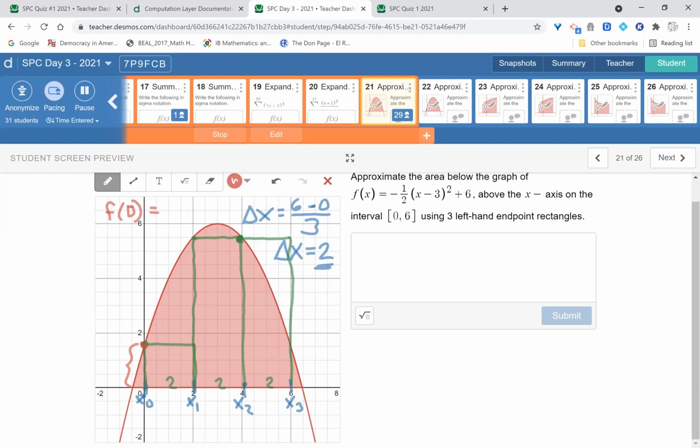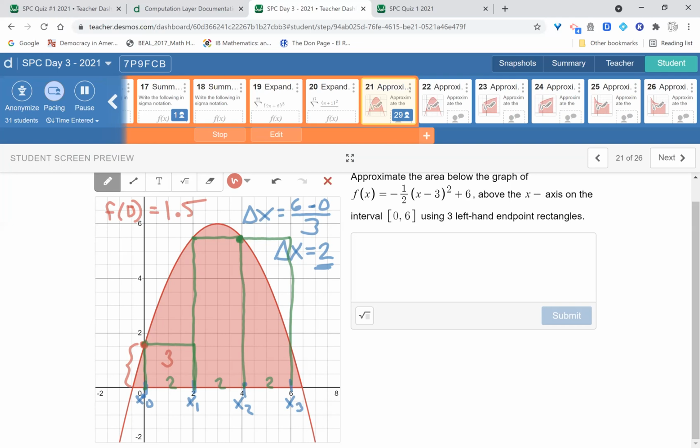And what do I get when I plug in 0? I'm going to get 0 minus 3, negative 3. Negative 3 squared is 9. 9 times negative 1/2, that's negative 4.5. Negative 4.5 plus 6 is going to be 1.5. I'm kind of running out of space here, but this rectangle has an area of base 2 times height 1.5. So this has an area of 3 for this rectangle.